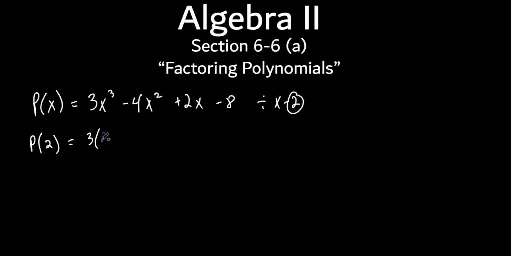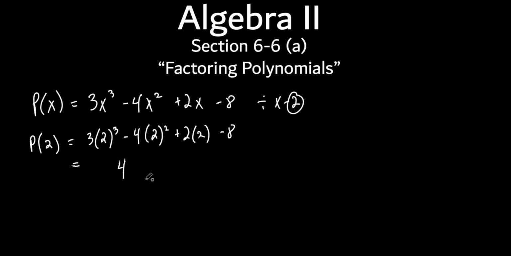We get 3 times 2 cubed, minus 4 times 2 squared, plus 2 times 2, minus 8. And let's see what we get. I'll save you all the work, and you get a 4. Is a 4 a 0? Obviously not. So is x minus 2 a factor of this polynomial? No, it's not. So it does not divide evenly. If it divides evenly, then what's my remainder going to be? It's going to be a 0.